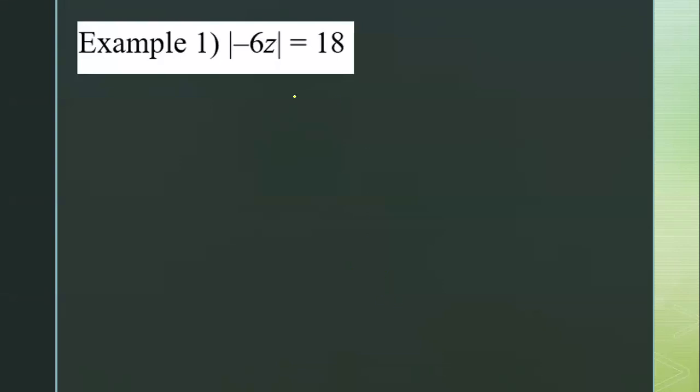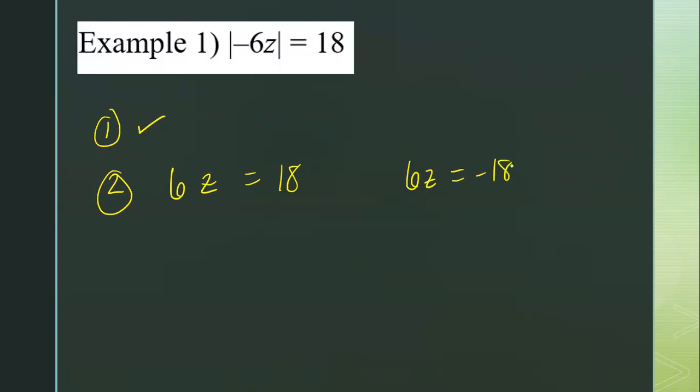All right, so here we have the absolute value of -6z equals 18, right? So step 1 says to make sure that it's isolated. Is there anything else on the side with the absolute value? No, so we're good, right? So step 1 is done. Step 2 is to remove the absolute value bars and create 2 equations. So the first equation is going to be -6z equals a positive solution. And the second equation is -6z equals a negative solution.